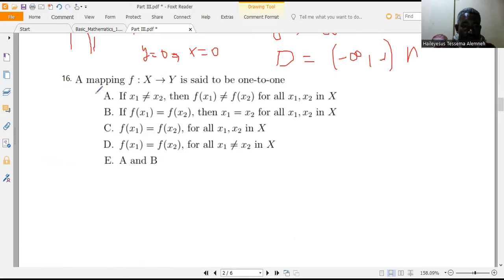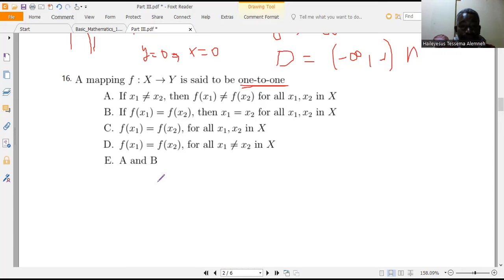The other one is the mapping f, which maps from x to y, is said to be 1 to 1. We defined this in the first session of this exam. A function is said to be 1 to 1 if every element in the domain maps to a single element in the range, or we can say that no element in the domain should map to two different elements in the range.